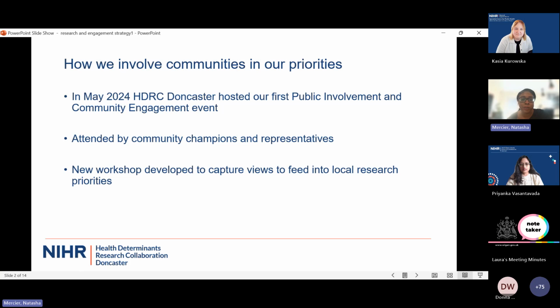Important to say that this event was attended by local government officers, not the general public, more voluntary and community sector organisational leaders who were representing Doncaster's diverse communities. So the second half of the day was very much around our research and engagement strategy and really starting to formulate those research priorities. And to do that, we used the diamond ranking exercise.